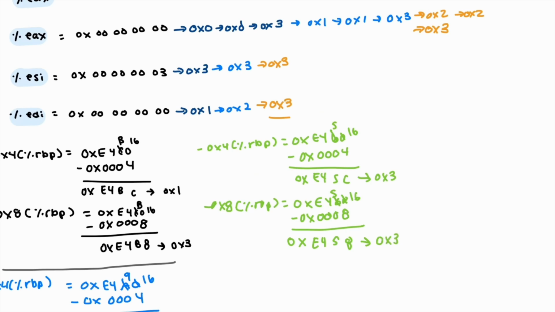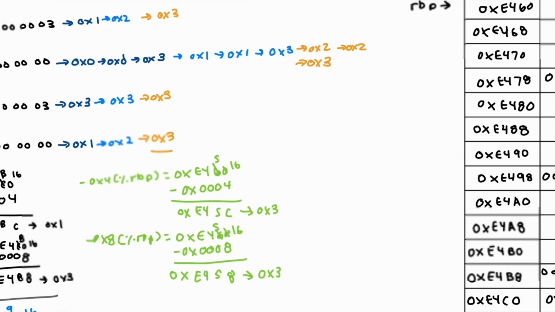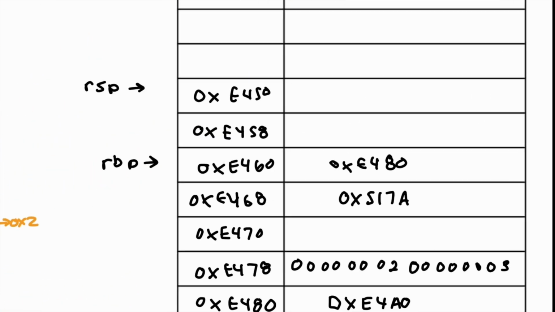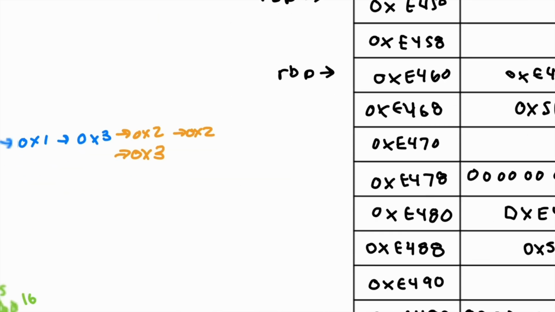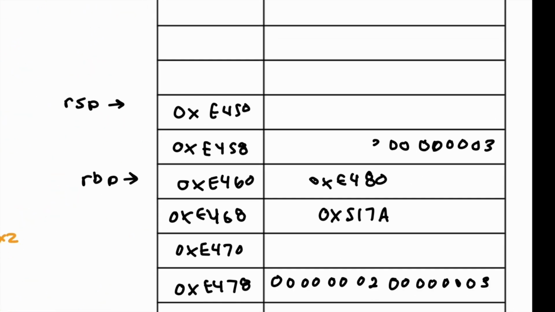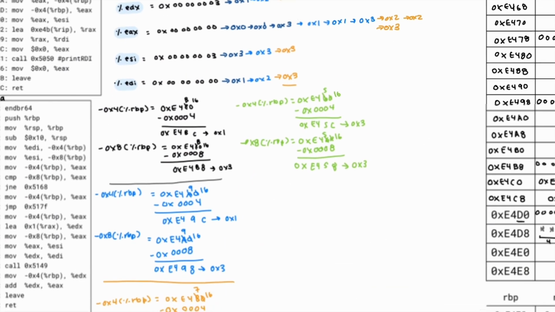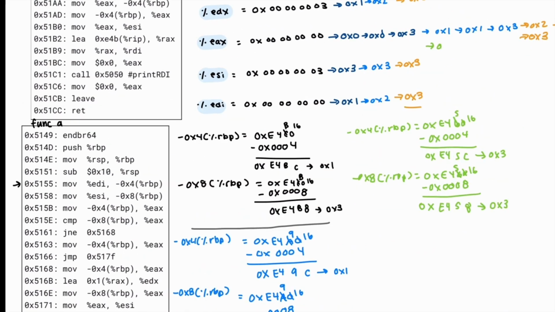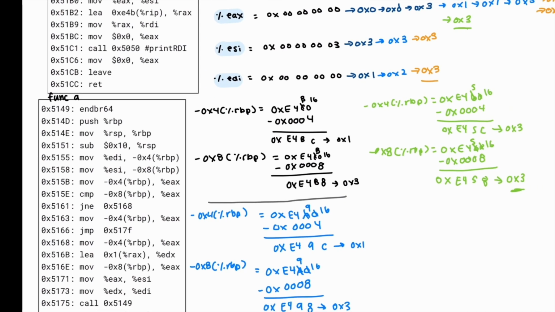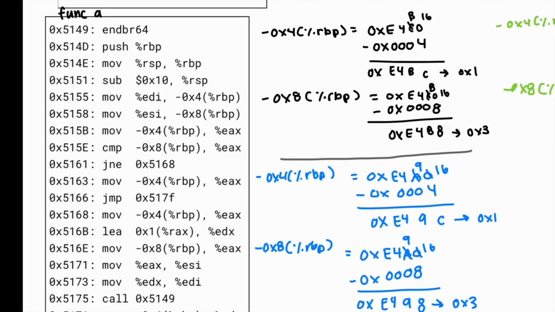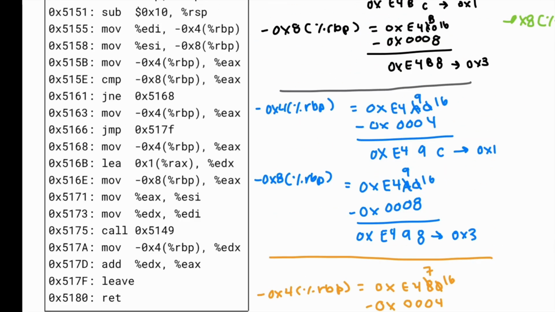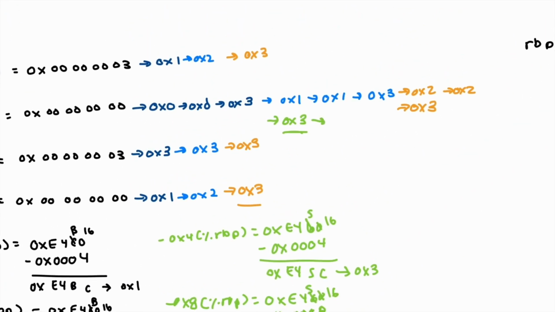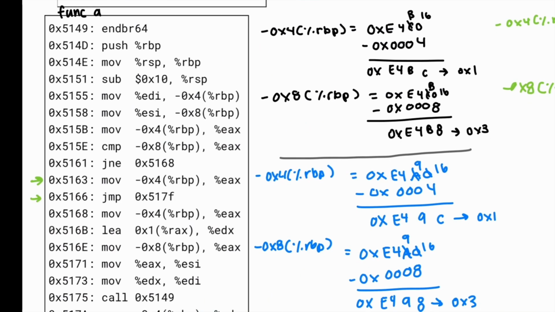Now we get to go into the addresses here and then update the values. So starting at 58, it will be 3. And then we're placing 3 in there again, starting at 5C. Okay, now we have to move minus 0x4 RBP into EAX, and we'll compare. Is 0x3 equal to 0x3? Yes, it is. So now, instead of jumping, we're going to go over here, and we're going to move minus 0x4 RBP into EAX again. So that becomes 0x3. And then we'll jump to 517F.